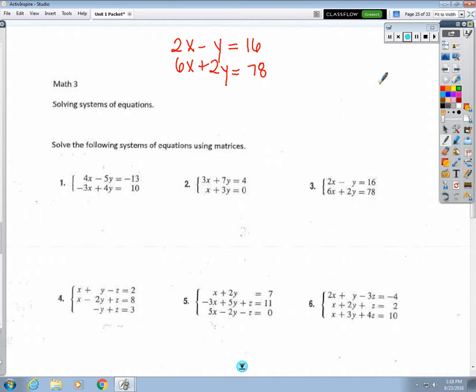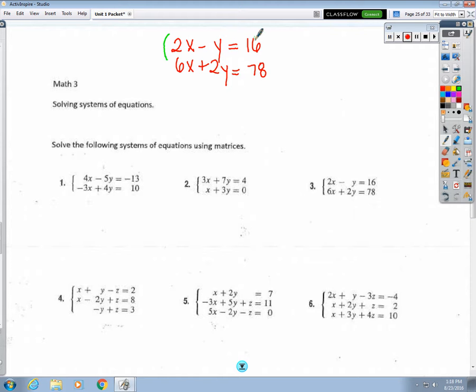Your goal was to eliminate one of the two variables. Obviously, we have x's and we have y's. The x's are kind of hard to eliminate because they're two different numbers and they're both positive. The y's are going to be a little bit easier because one's negative, one's positive. If that were a 2, isn't negative 2 plus 2 0? So it kind of cancels itself out.